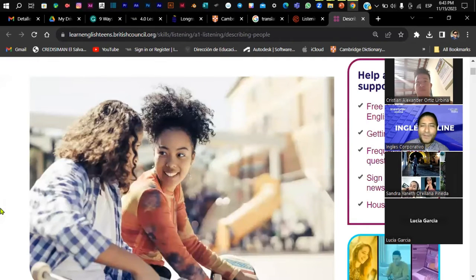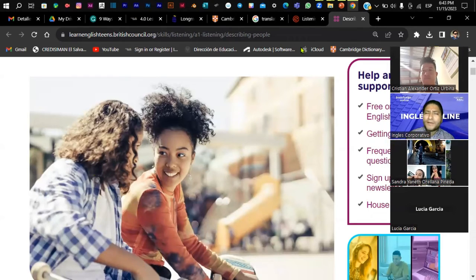Okay, let's see, Christian, what is the topic? Describing people. Yes, describing people. Sandra, Lucia, Christian, can you describe those two girls in the picture? ¿Les puede describir? She's happy. This girl, she is happy, correct. In her appearance, she is happy. Correct. Very good. And what else? ¿Qué más? What else? In the appearance.